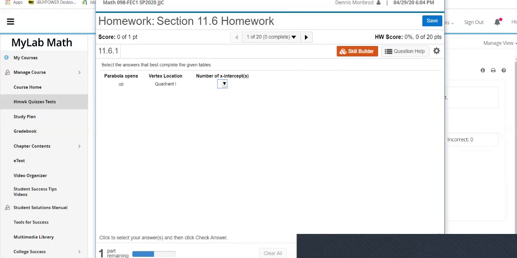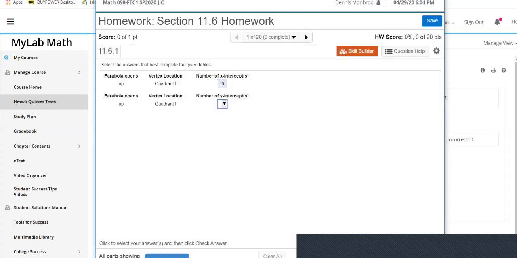Okay, opens up, quadrant 1, number of intercepts. Well, picture it in quadrant 1 opening up. It doesn't get any lower than the vertex, so you don't have any intercepts. Okay, opens up, vertex quadrant 1, number of y-intercepts. Well, you're always going to have one of those.